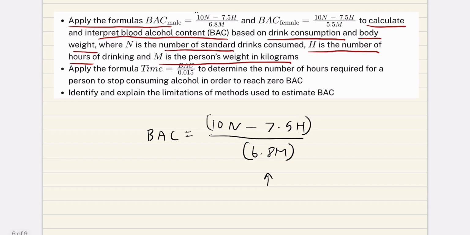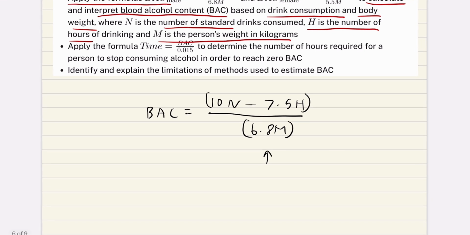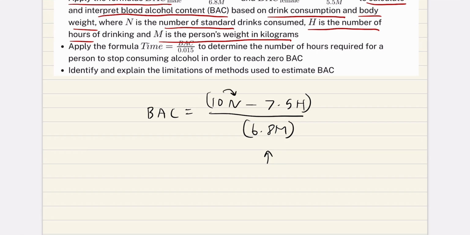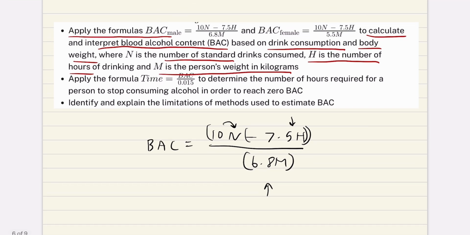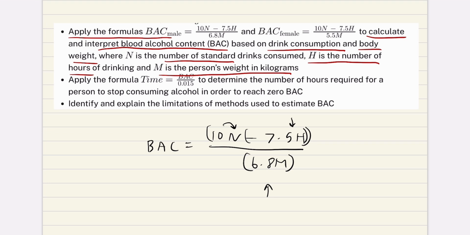However, your numerator, the larger that gets, then the larger your BAC gets. So say you have a lot of drinks, you do 10 multiplied by N. You've got a lot of drinks, so 10N is going to be big. And let's say you only have that over a very small period of time, like 1 or 2 hours. Then this negative 7.5H, you're only going to be minusing a small thing off this 10N. So the whole numerator is still going to be really large. And since that's directly related to your BAC, that's going to increase it. So I just want you to get that understanding of how the variables directly influence BAC. I want you to understand that.